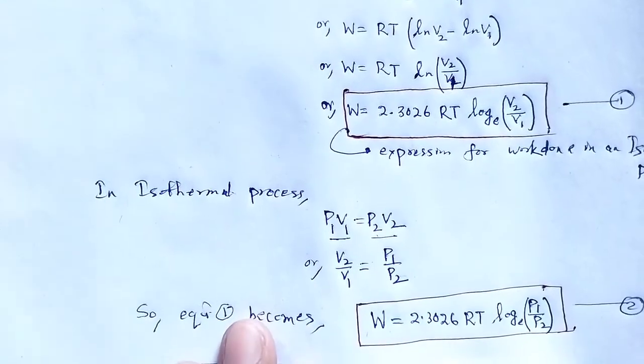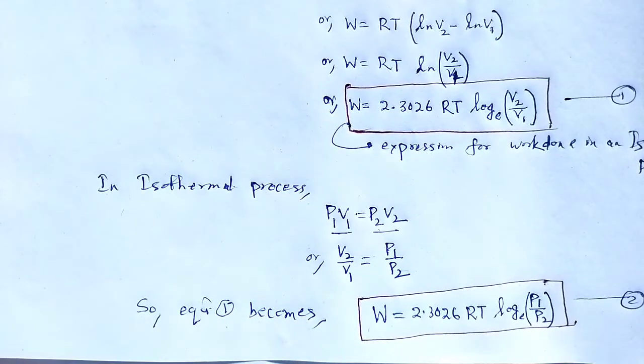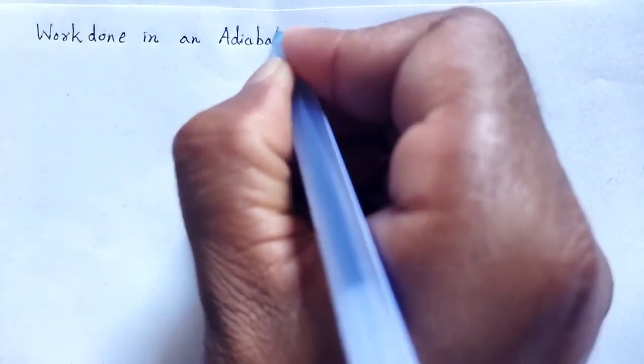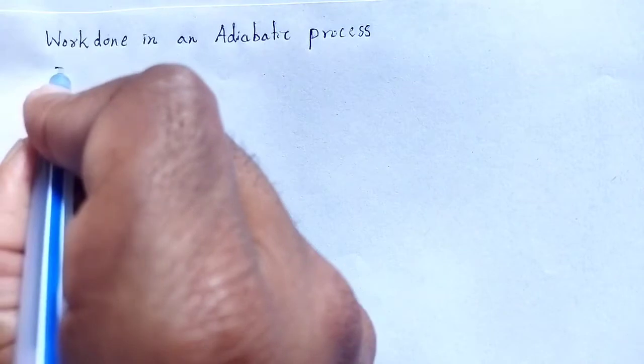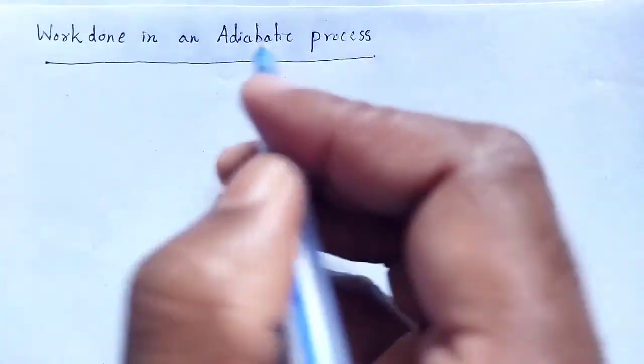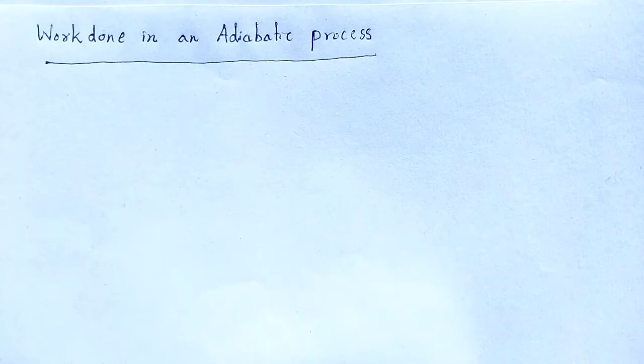Next one, work done in an adiabatic process. A similar procedure we have to take to calculate the work done in an adiabatic process. Same thing, but in an adiabatic process the heat is constant, means the change in heat will be 0.